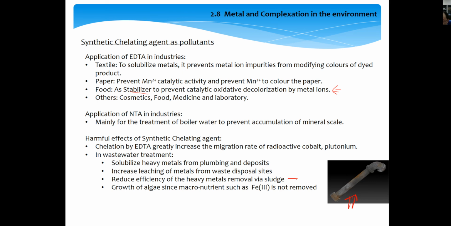You will know what sludge is later on when we come to the next topic. Basically, we rely on the removal of the sludge and at the same time remove the heavy metal. We hope that this sludge will bind with the heavy metal. If the EDTA appears in the water, it will cause the heavy metal to be soluble in water, and then it will not be easy to remove. It can also increase the macronutrient of the algae, since it can keep the iron 3 soluble in water.